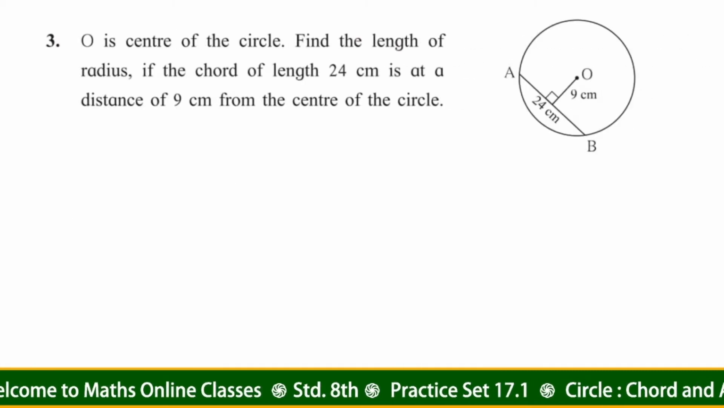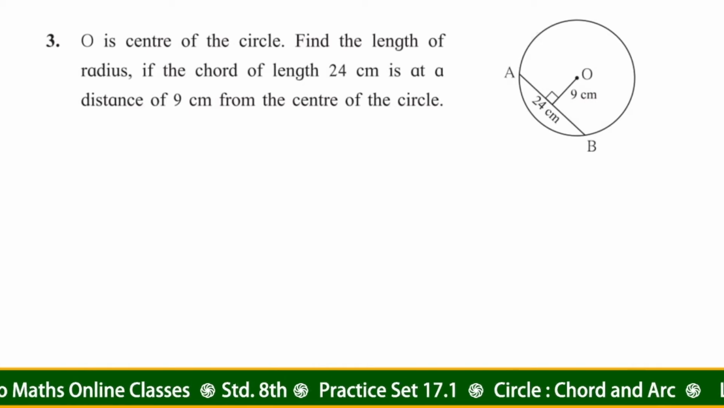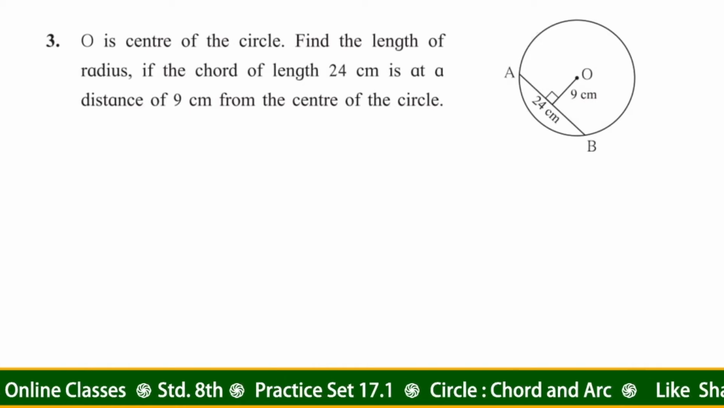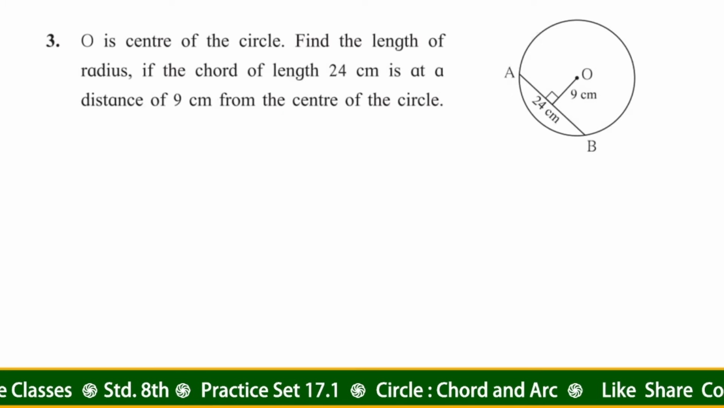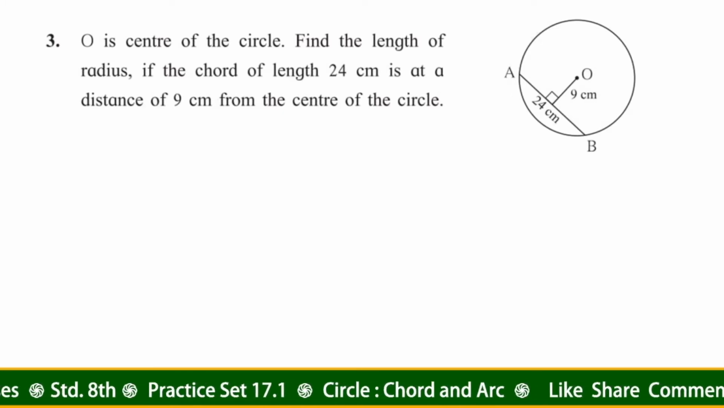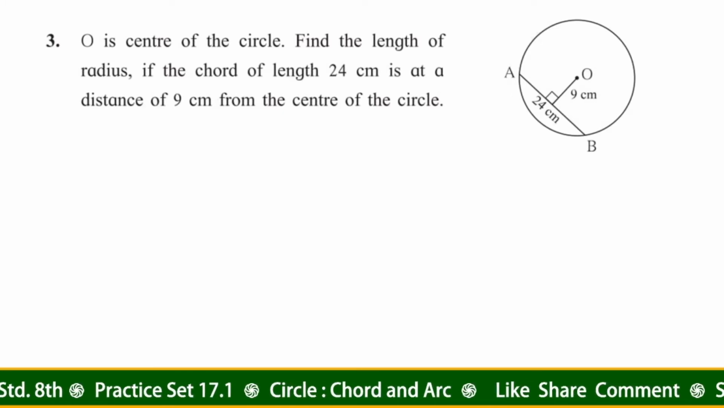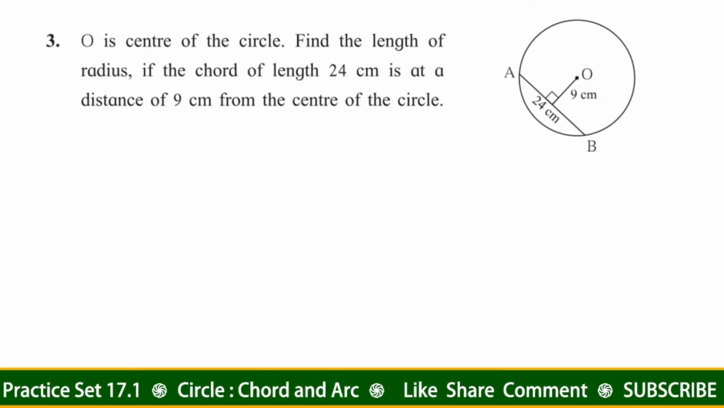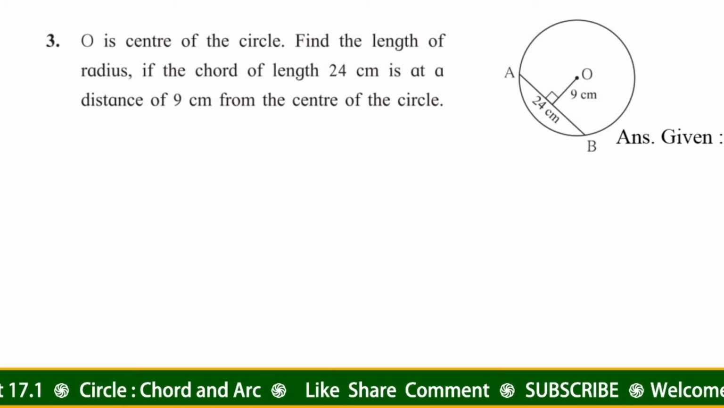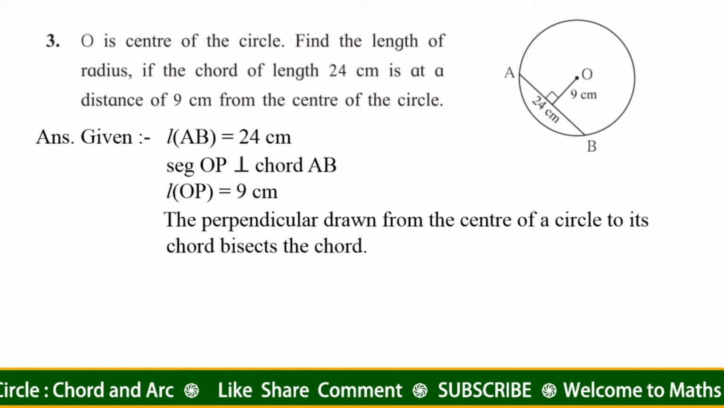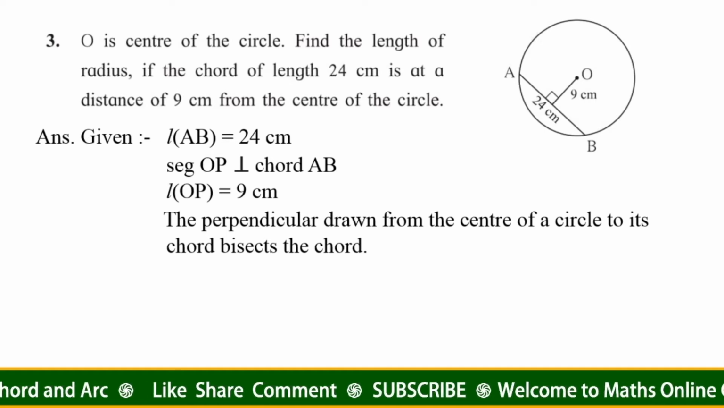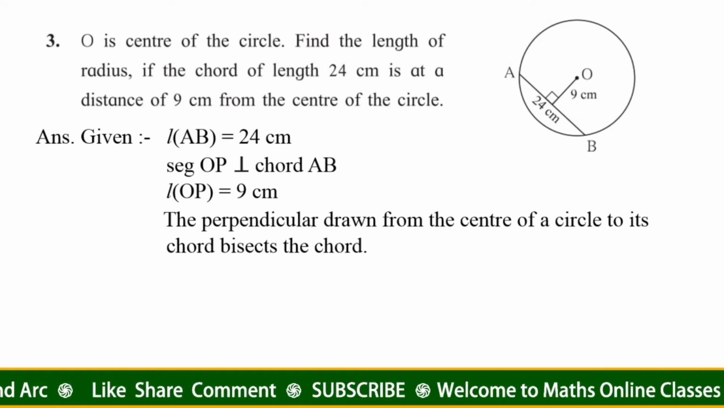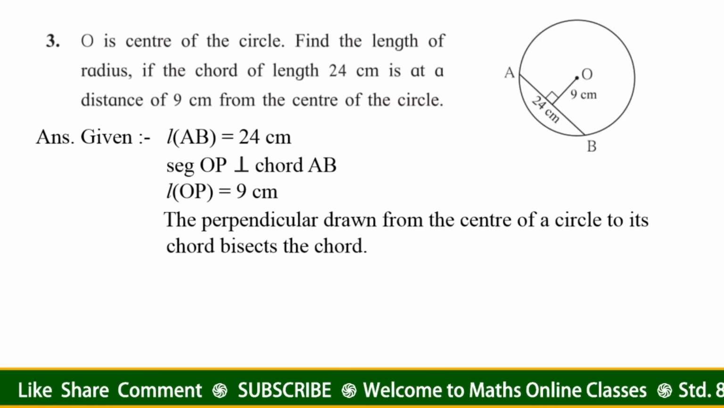Question number 3. O is center of a circle. Find the length of radius if the chord of length 24 cm is at a distance of 9 cm from the center of the circle. Here the figure is given. Let us write the answer. First, what is given: length of AB is equal to 24 cm. Segment OP is perpendicular to chord AB. Length of OP is equal to 9 cm.